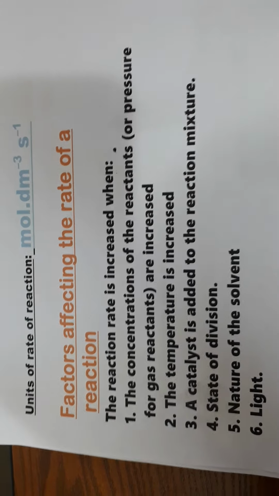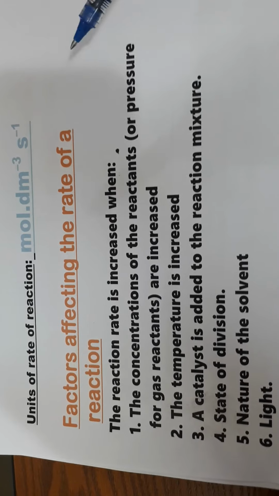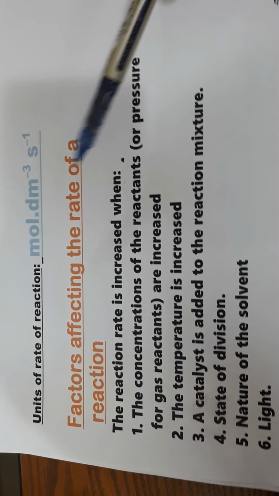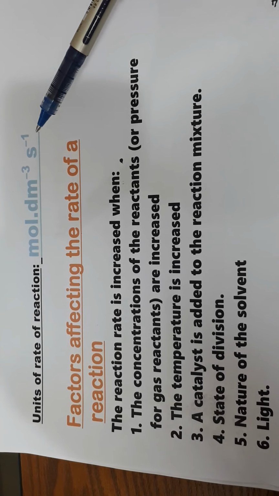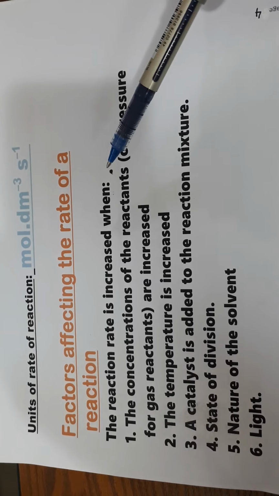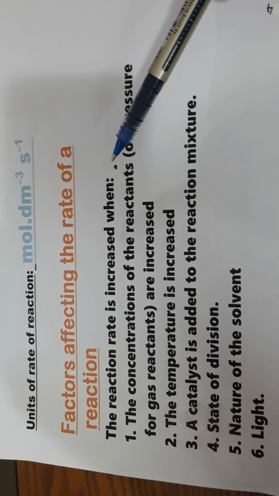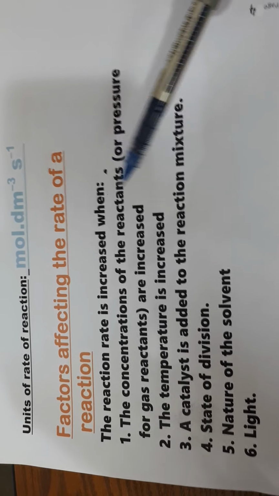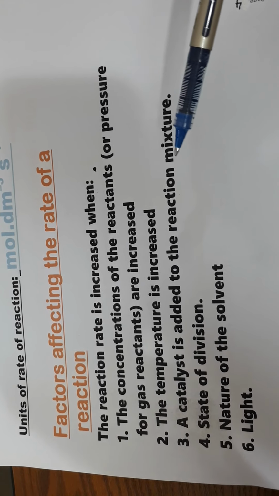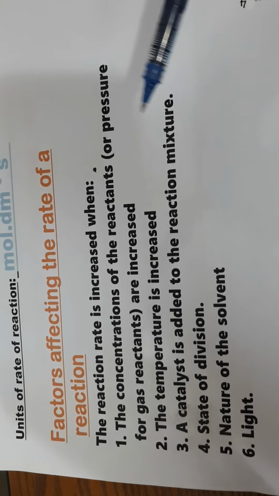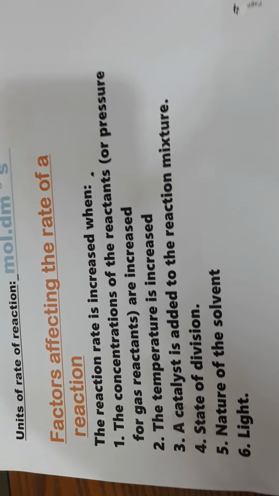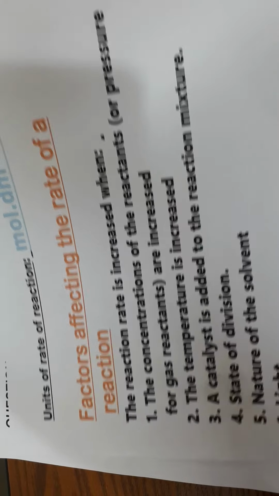The units of the rate of reaction are related to the units of concentration and time per second. What are the factors that affect the rate of reaction? Now, in your textbook, it mentions 6 factors: concentration, temperature, catalyst, state of division, nature of the solvent, and the light.